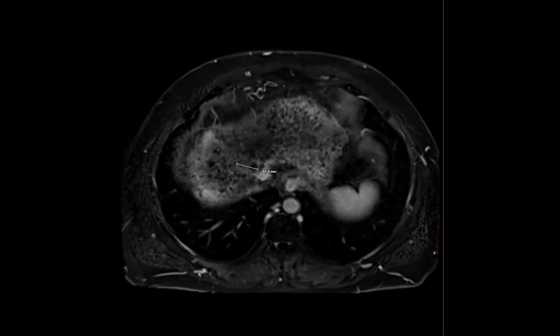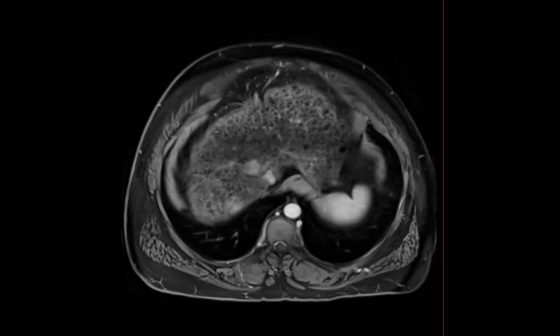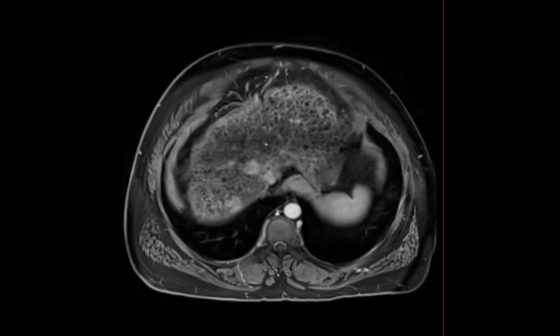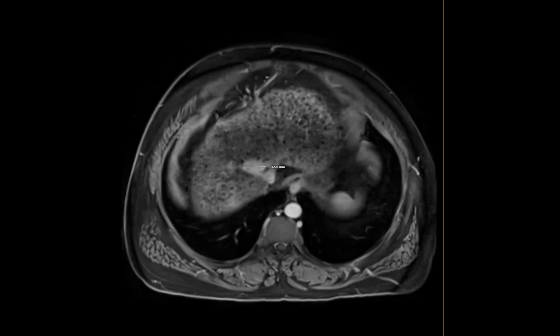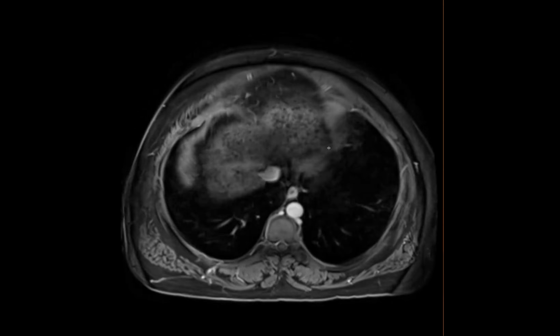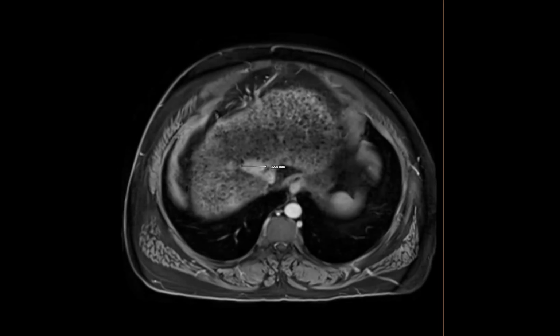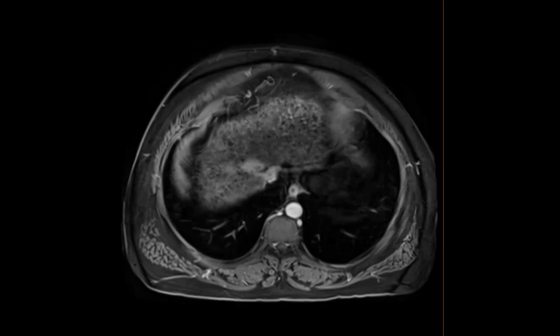So I think at this point it's an LR4. We can't bump it up to an LR5 with the restricted diffusion, and it doesn't have washout or capsule. There's no washout. Here's a pre-treatment. Sorry, what I showed you earlier was a post-treatment. This turned out to be cholangiocarcinoma. It was biopsied, and the patient underwent Y90 and was referred to us for a liver transplant.